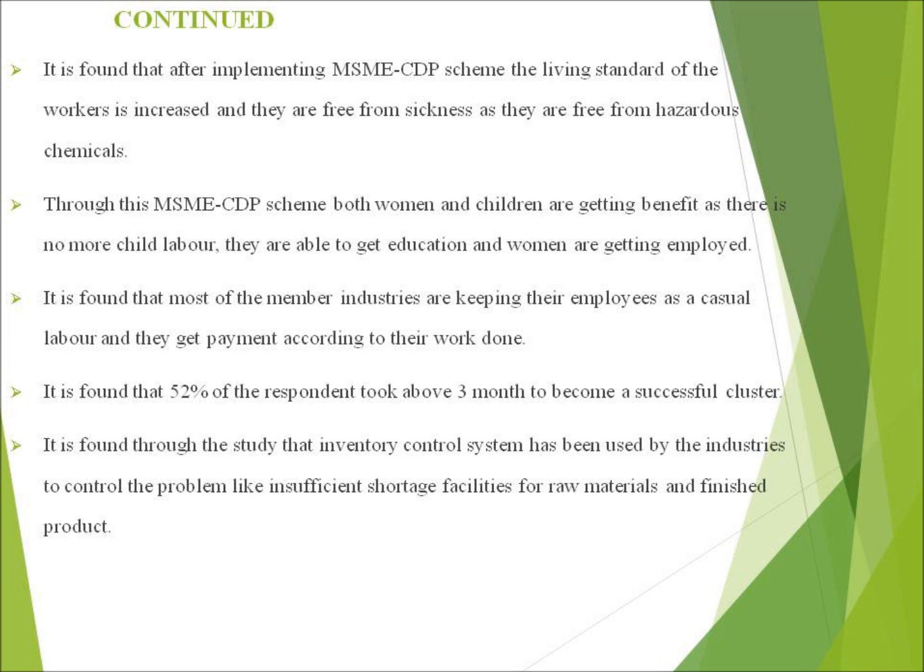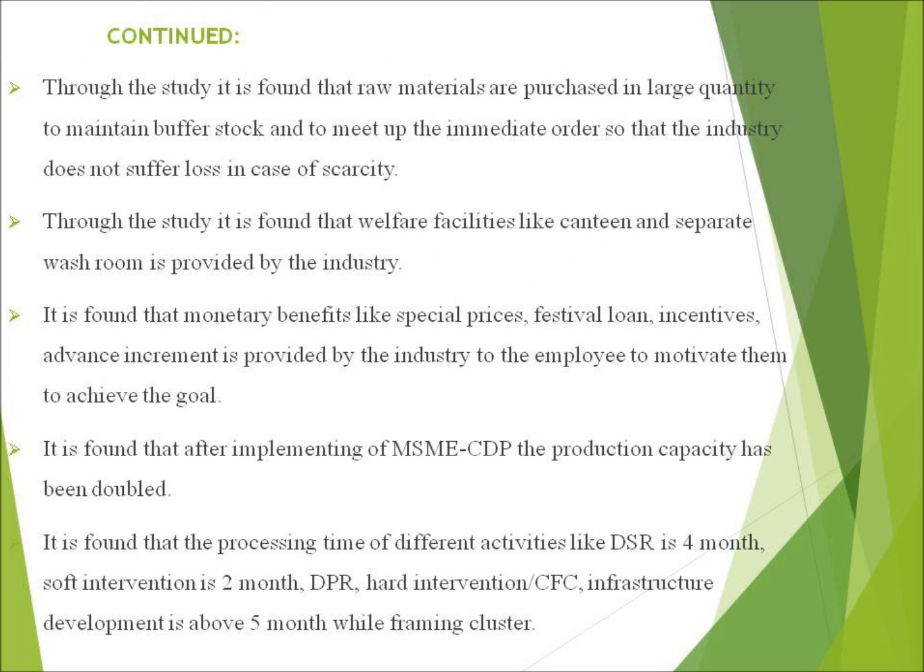It is found that most of the member industries are keeping their employees as casual labor and they get payment according to the work done. Through the study, it is found that raw materials are purchased in large quantity to maintain buffer stock and to meet immediate orders so that the industry does not suffer loss in case of scarcity. It is also found that the industries are providing monetary benefits like special prices, festival loan, incentive, advance increment.